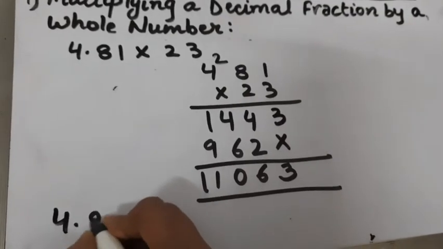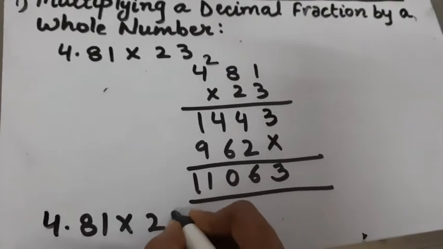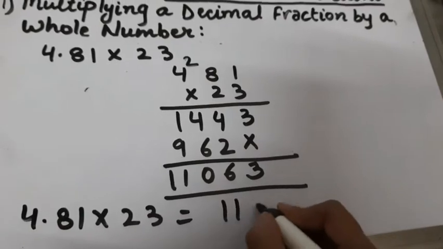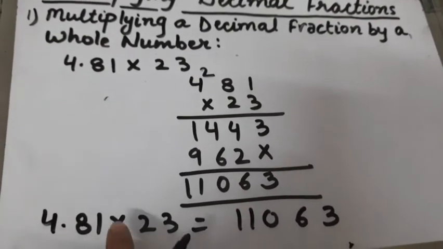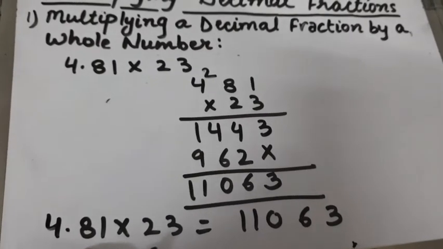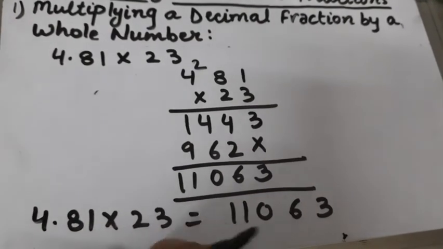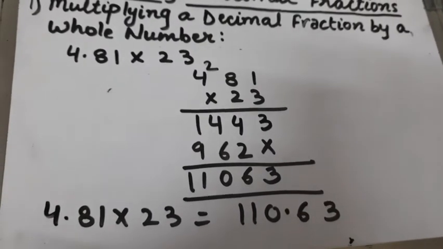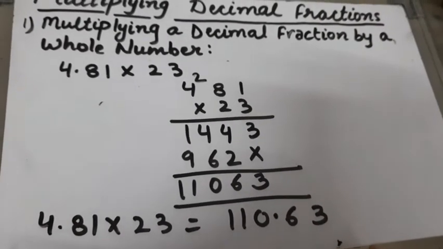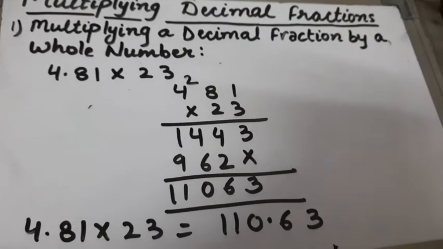So here our answer will be 11063. 11,063 is our product, and there are 2 decimal places in this number. So what we will do, we will leave 2 digits from the right and place the decimal. Okay, so this way we multiply a decimal fraction by a whole number.